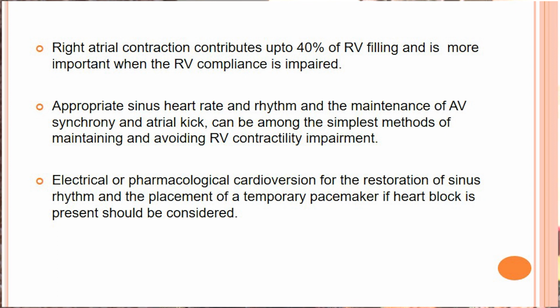Right atrial contraction contributes up to 40% of RV filling and is more important when the RV compliance is impaired. So appropriate sinus rhythm and rate and the maintenance of AV synchrony and atrial kick can be among the simplest methods of maintaining RV contractility and avoiding its impairment. So here electrical or pharmacological cardioversion for the restoration of sinus rhythm and the placement of a temporary pacemaker if heart block is present should be considered.